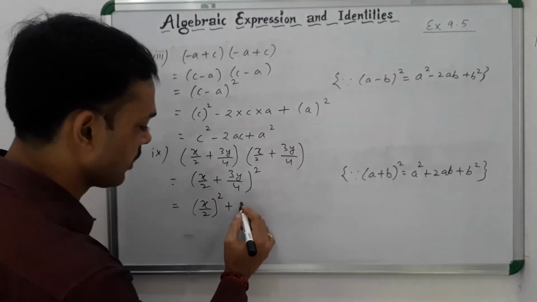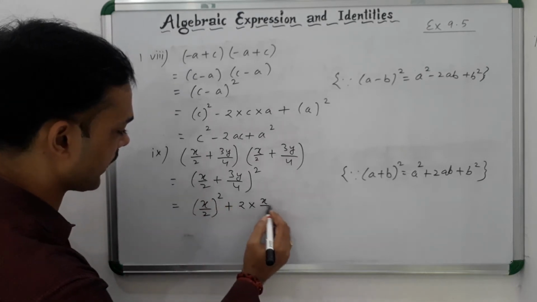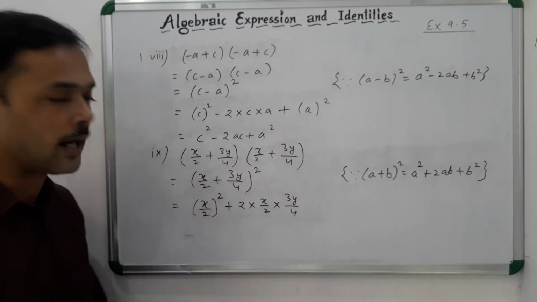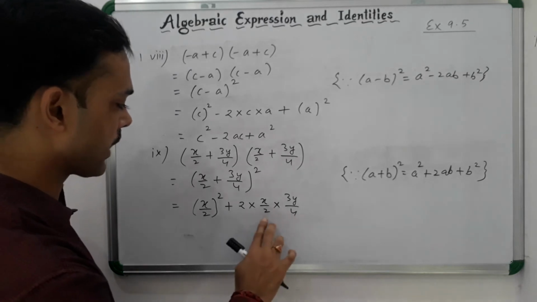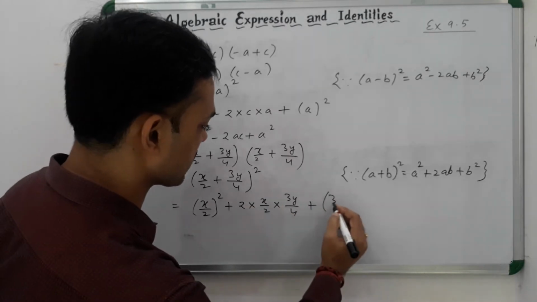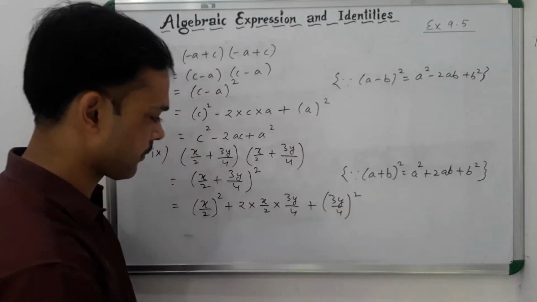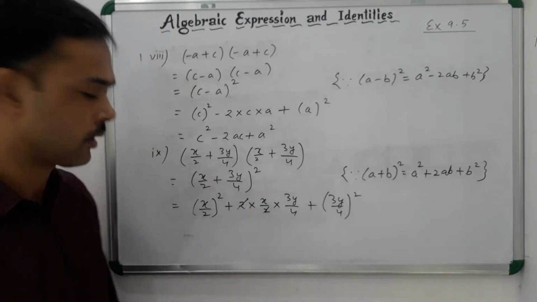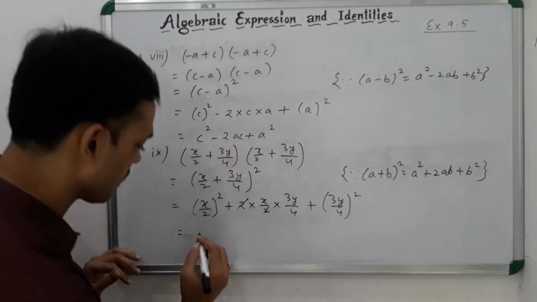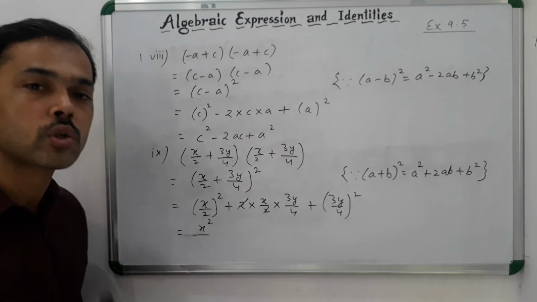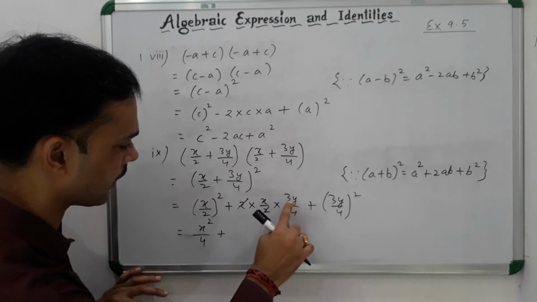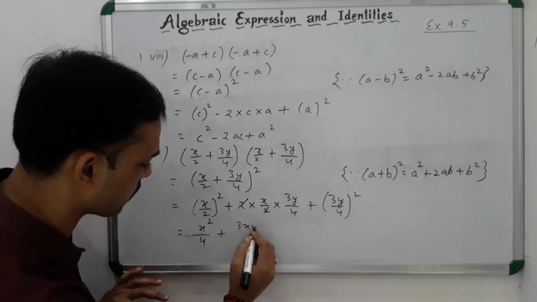At place of a we have got x by 2, means it will be x by 2 whole square plus, then it is 2ab, 2 into, at place of a we have got x by 2, at place of b we have got 3y by 4. Here if you see, at place of b it is 3y by 4, so I have multiplied a and b. Then finally it is plus b square, which means 3y by 4 whole square. This 2 got cancelled. x by 2 whole square means x square by 2 square.